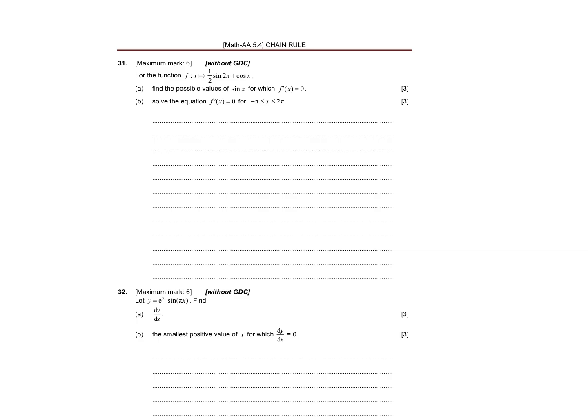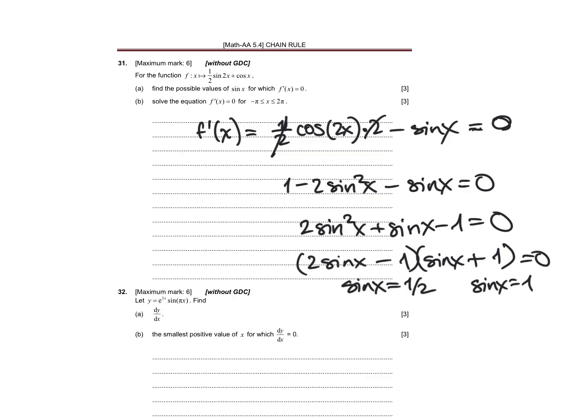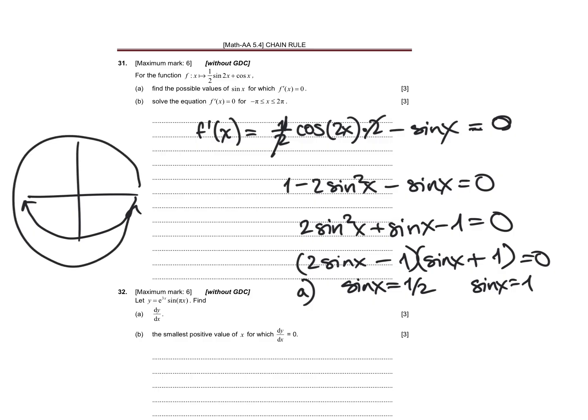Okay, and sine x is negative 1. This is part a, because they just want sine x equals whatever. What can sine x be? Now, from negative pi to 2 pi, so negative pi is this way, so sine isn't 1/2 or 1 there. However, going this way, yes, we can have some answers here. So sine is 1/2 here and here at pi over 6 and 5 pi over 6. And sine is 1 at pi over 2.